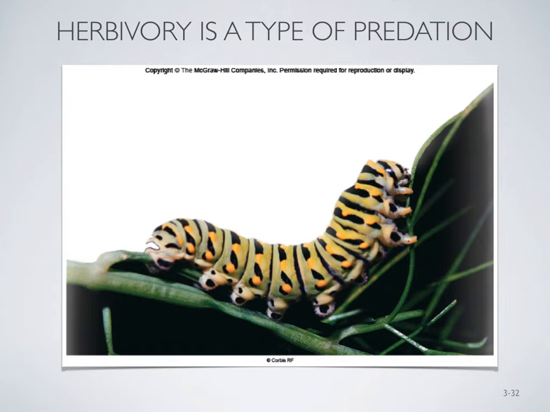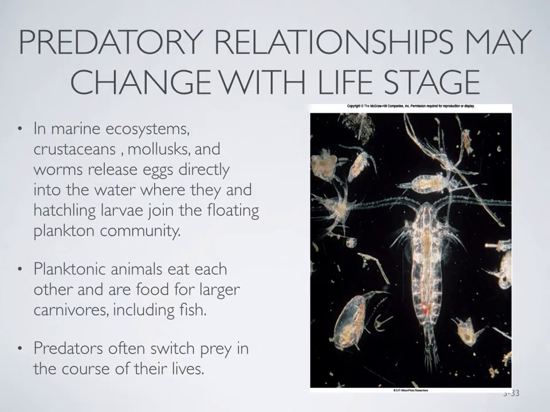Insects consume the vast majority of biomass in the world. Complex predation and defense mechanisms have evolved between insects and their plant prey. Microscopic plants and animals form the basic levels of many aquatic food chains and account for a large percentage of total world biomass. In this slide, we note that the planktonic animals eat each other as well as being prey for larger carnivores. However, the relationship may change with life stage as animals become larger and the prey becomes a predator or the predator becomes a prey.